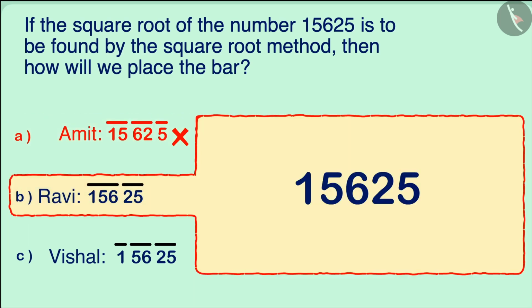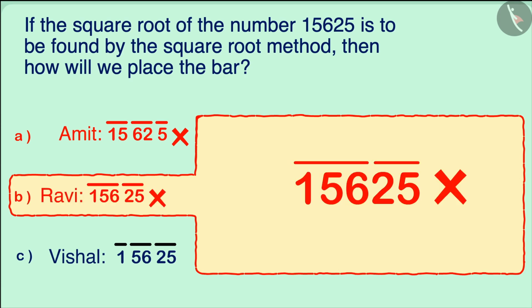In the second option, Ravi started right. He started from the units place, that is, from the right, and then moved the bar to the left. But he has made a triplet of numbers here, which is wrong, because we have to make only pairs of numbers.